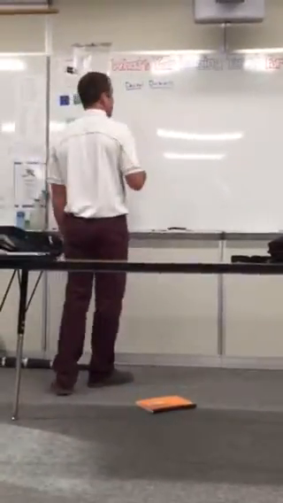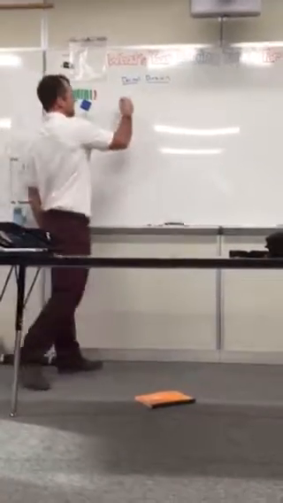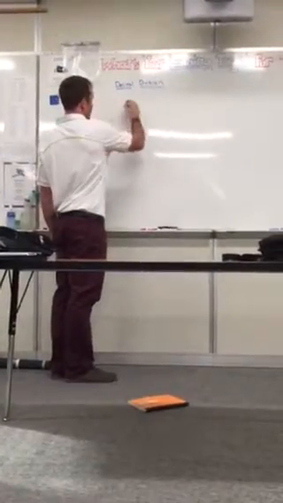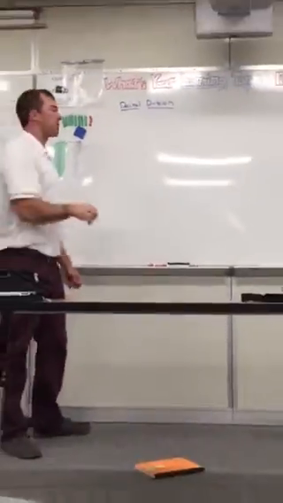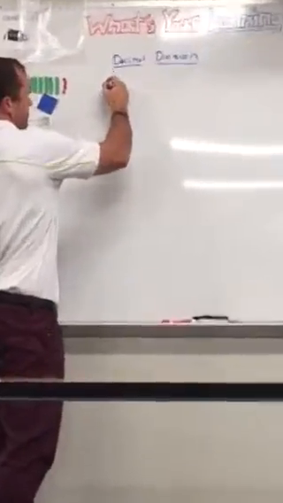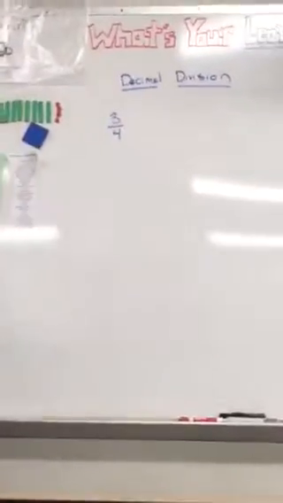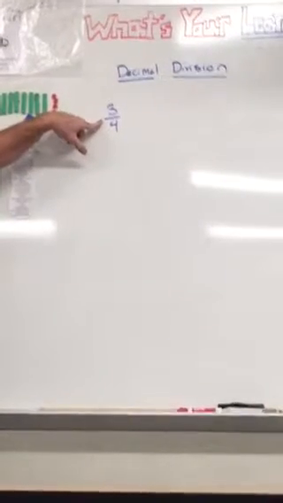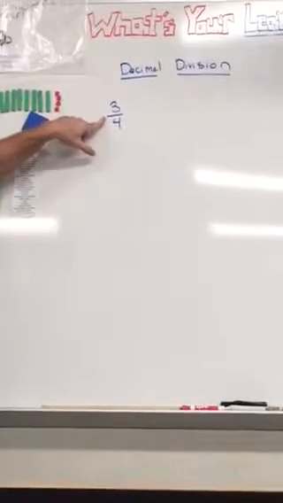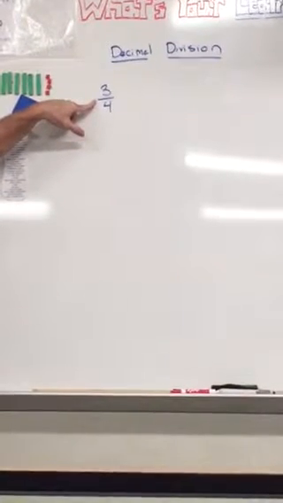Now, with dividing decimals, it's a little different. Okay, dividing decimals. First off, I'm going to start with something that confuses people all the time. If I have the fraction 3/4, do you know that this fraction bar is the same thing as saying division? On the test, it'll say change the fractions to a decimal. How would you change a fraction to a decimal?